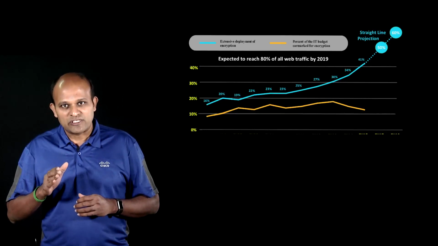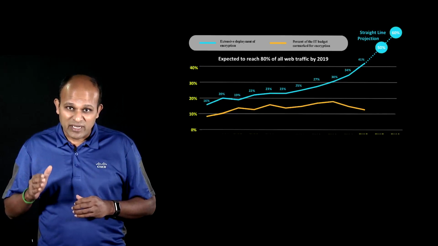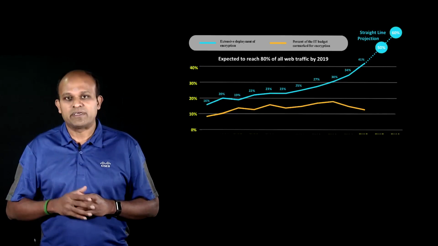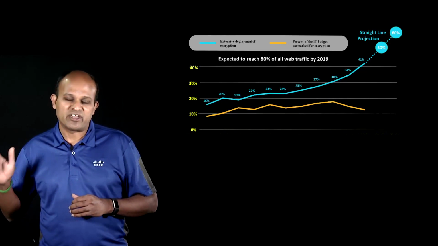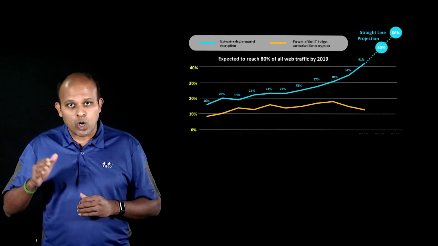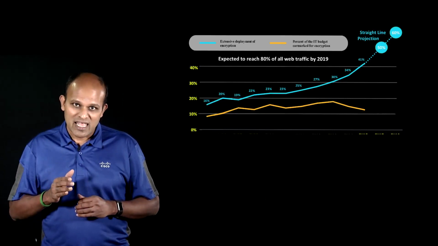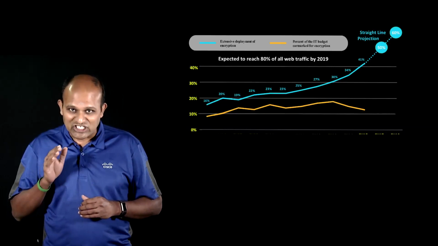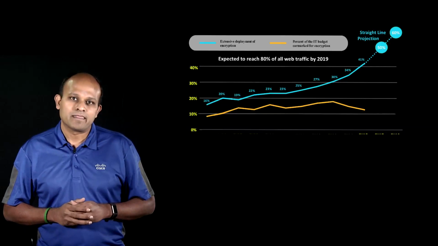Between July 2015 and 2016, the amount of encrypted traffic increased from 21% to 40%. That's close to a 90% year-over-year increase in the volume of encrypted traffic. Gartner predicts that over 80% of all web traffic will be encrypted by the year 2019. However, the IT spend on encryption has not kept up with this increase in the volume of encrypted traffic.